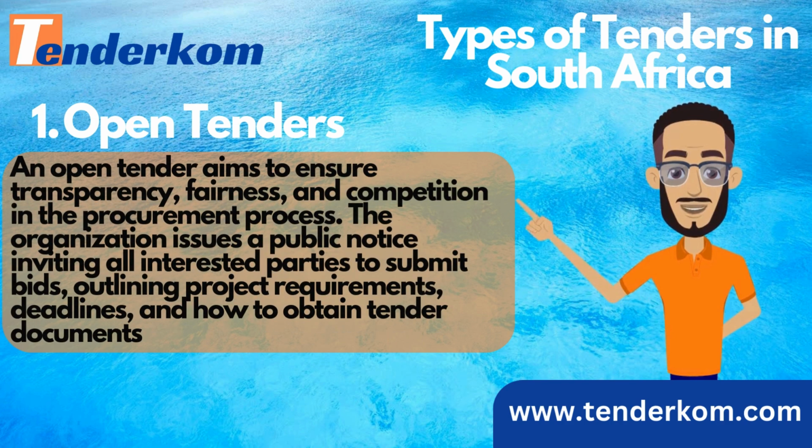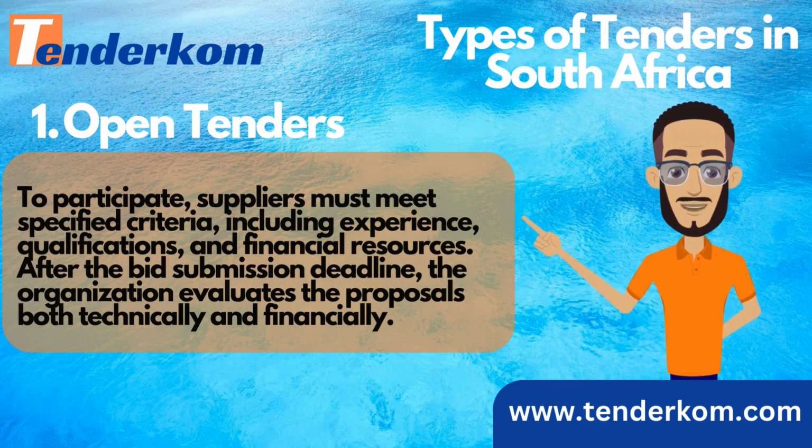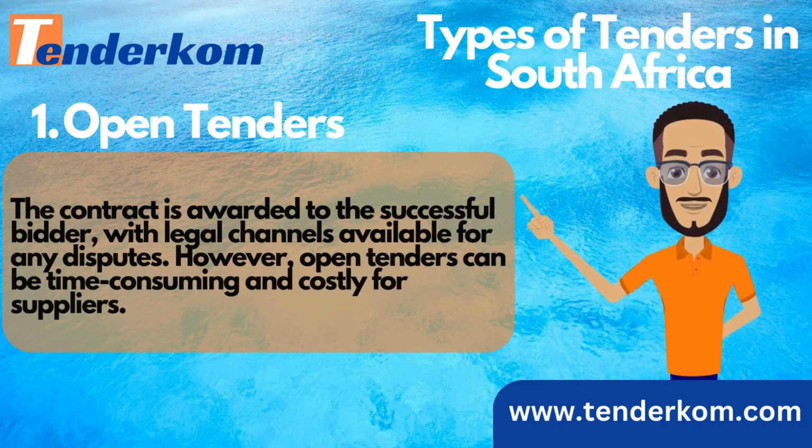An open tender aims to ensure transparency, fairness, and competition in the procurement process. The organization issues a public notice inviting all interested parties to submit bids, outlining project requirements, deadlines, and how to obtain tender documents. To participate, suppliers must meet specified criteria, including experience, qualifications, and financial resources. After the bid submission deadline, the organization evaluates the proposals both technically and financially. The contract is awarded to the successful bidder, with legal channels available for any disputes. However, open tenders can be time-consuming and costly for suppliers.